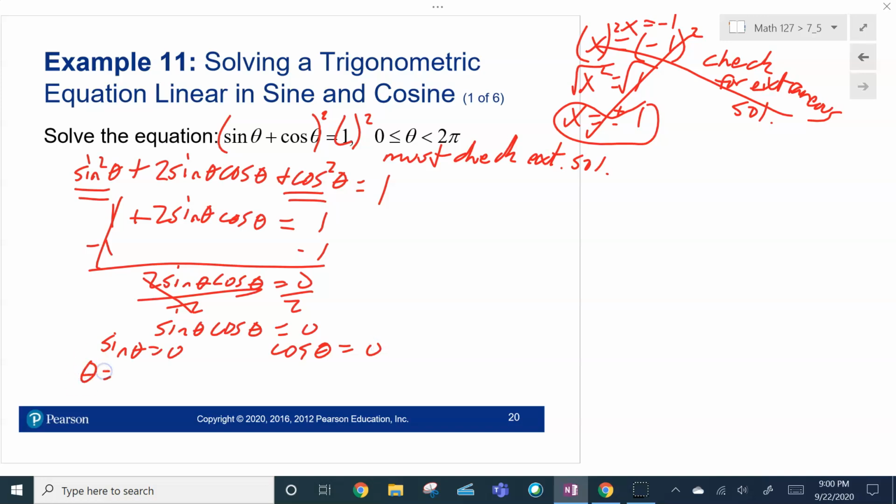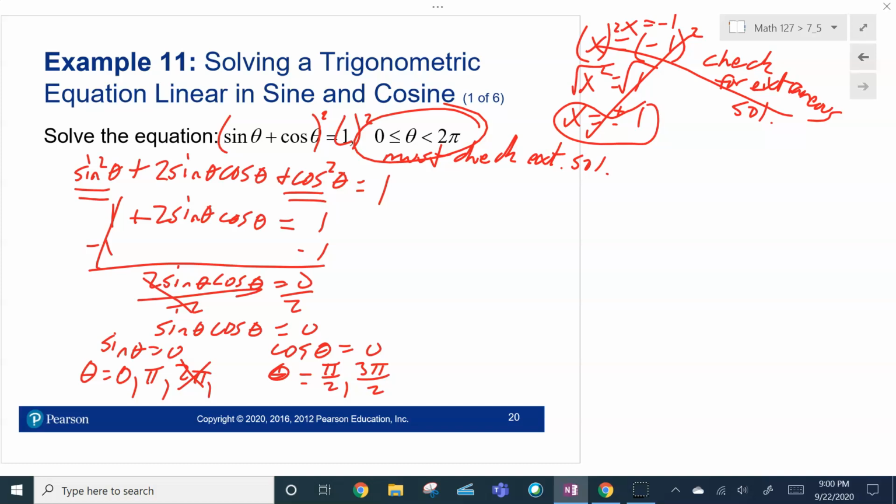So theta could be, we know the sine of 0 is 0. We know the sine of pi is 0. I know sine of 2 pi, and this keeps going, but that's too big. Remember, it's got to be greater than or equal to 0 and less than 2 pi. For cosine, I know pi halves. I know cosine of 3 pi halves is also 0. I could keep going, but the rest are bigger than 2 pi.